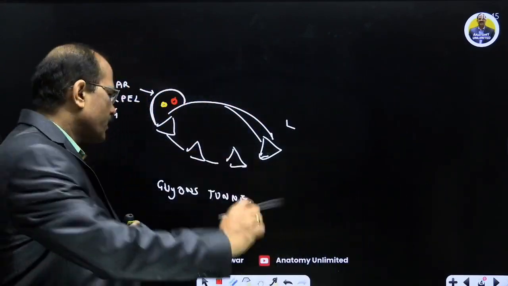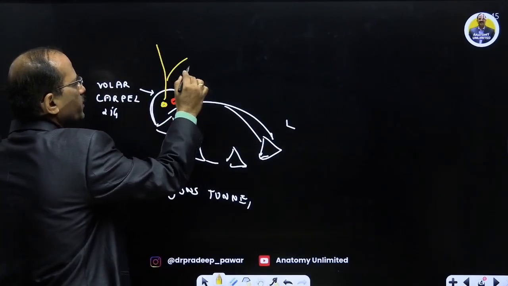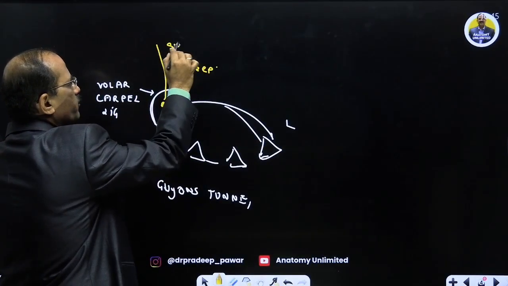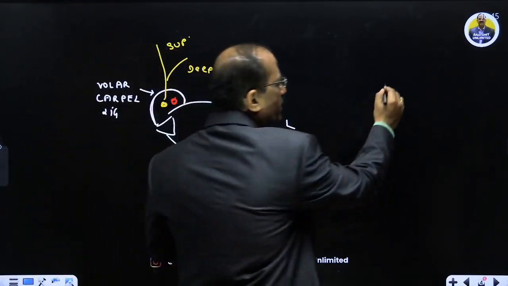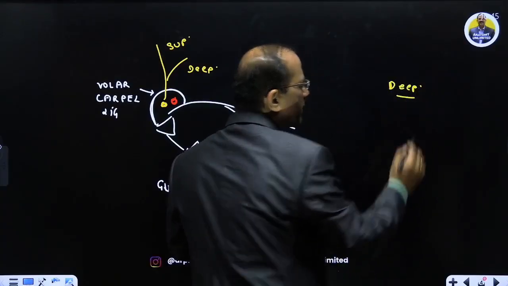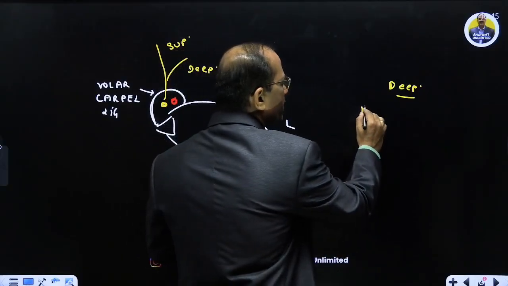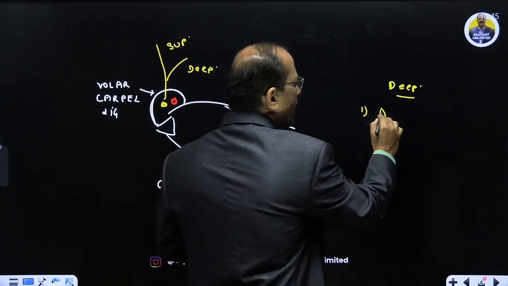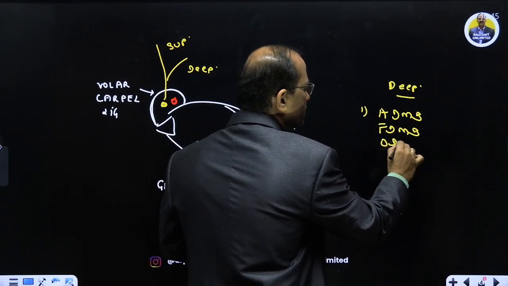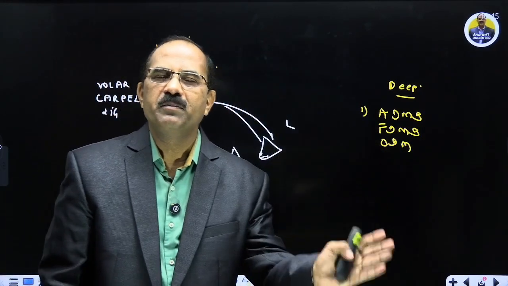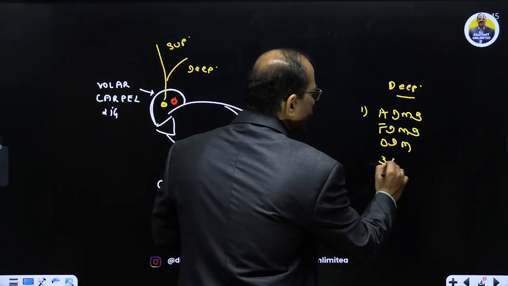Perfect? Now this ulnar nerve enters the hand and divides into a deep branch and a superficial branch. Now this deep branch supplies how many muscles? The deep branch is motor. Deep branch supplies how many muscles? Any guesses? The three muscles of the hypothenar eminence: abductor digiti minimi brevis, flexor digiti minimi brevis, opponens digiti minimi. And the third and the fourth lumbricals.